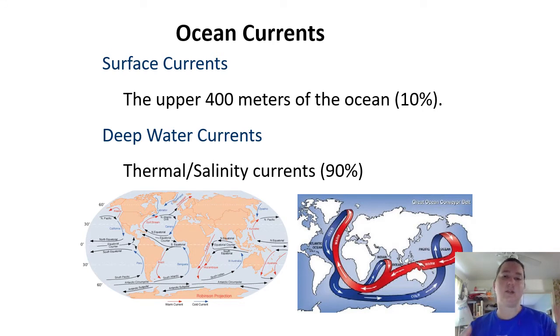Deep water currents are actually the majority of ocean currents, and they are based mostly on temperature changes and salinity changes, because both of these things, temperature and salinity, impact density.